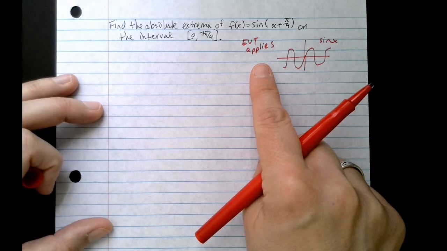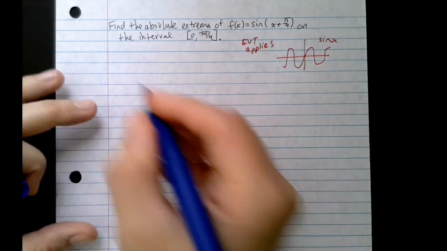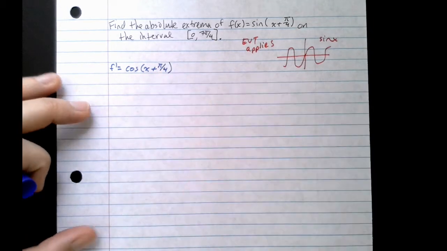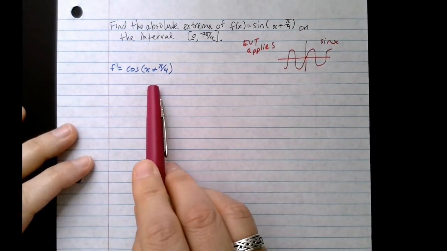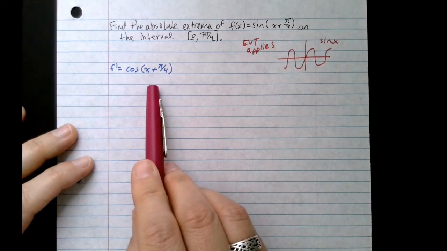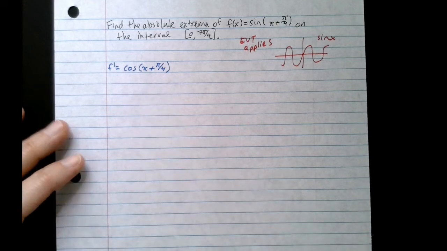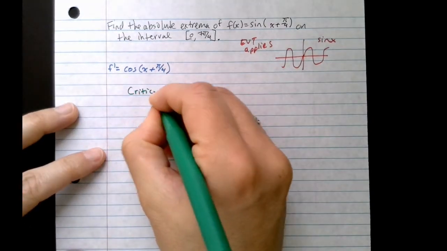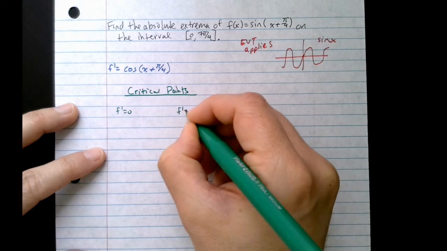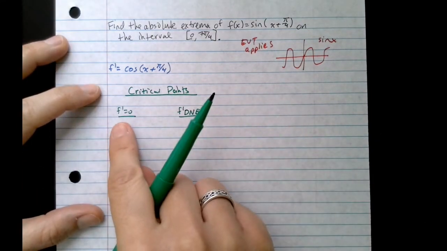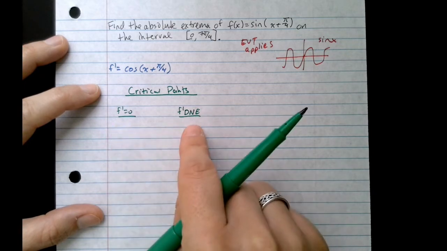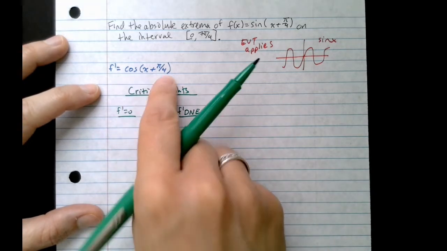Next step is to find my derivative. Now that I have my derivative, I need to find my critical points. So I'm going to set my derivative equal to 0 and also find when my derivative does not exist. Now, in order to figure out where my derivative equals 0 or does not exist, I need to know, well, what does this look like?